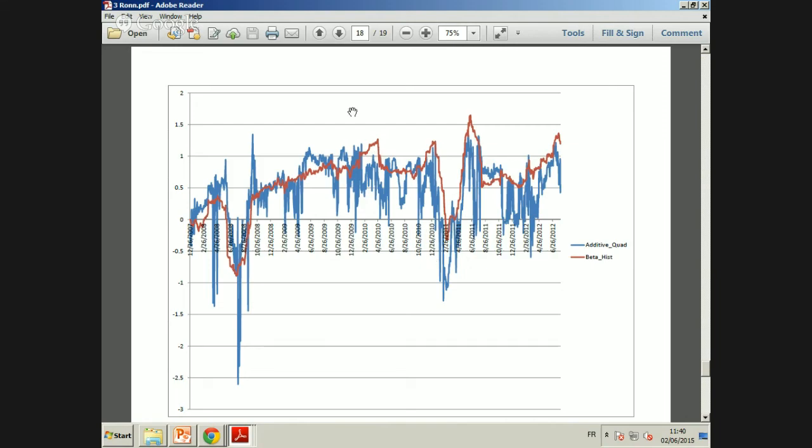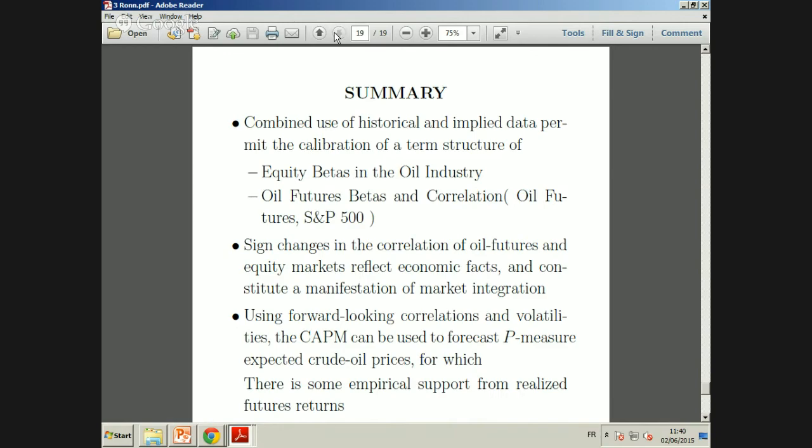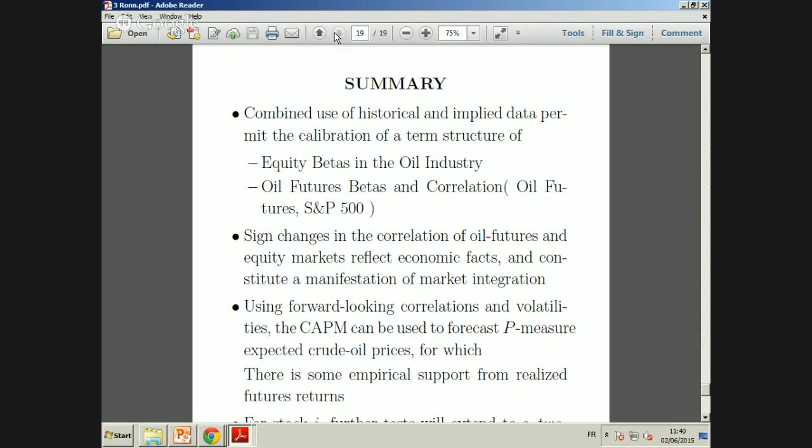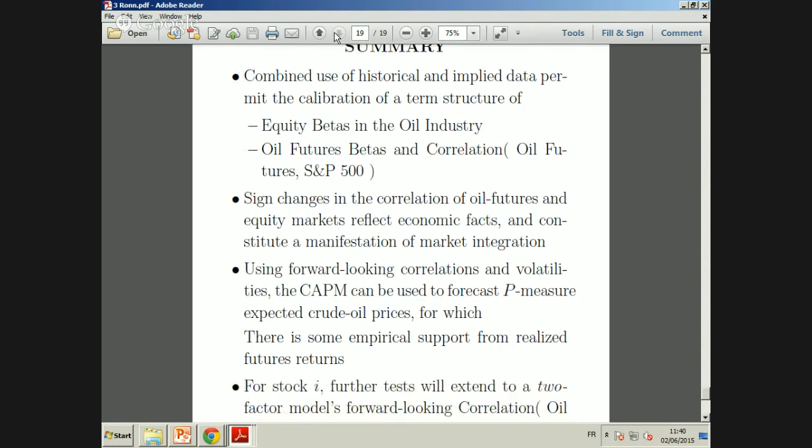To conclude my portion, what we've attempted to do, as I said, is to combine historical and implied volatilities. We've done so both for equity betas in the oil industry, those 8 company stocks, as well as for futures contracts. We think it's important to focus on the sign changes in the correlation as the market switches from concern about demand side issues to supply side issues. We're seeking to get forward-looking correlations so that we can indeed come up with the forecasted P measure of expected crude oil prices. And I think there's some support for at least looking at the CAPM in this context.